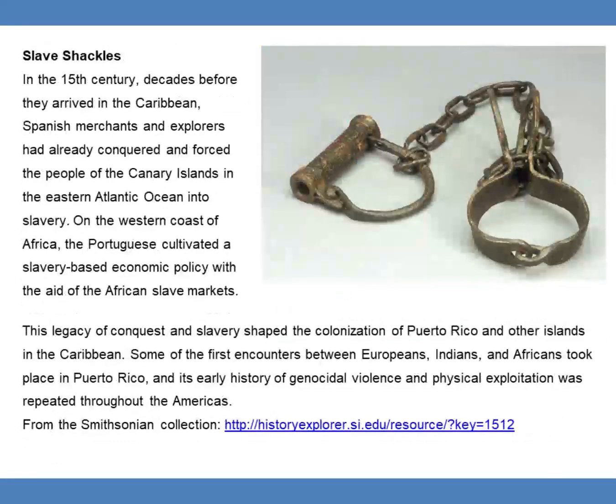In the 15th century, decades before they arrived in the Caribbean, Spanish merchants and explorers had already conquered and forced the people of the Canary Islands in the eastern Atlantic Ocean into slavery. On the western coast of Africa, the Portuguese cultivated a slavery-based economic policy with the aid of the African slave markets. This legacy of conquest and slavery shaped the colonization of Puerto Rico and other islands in the Caribbean.